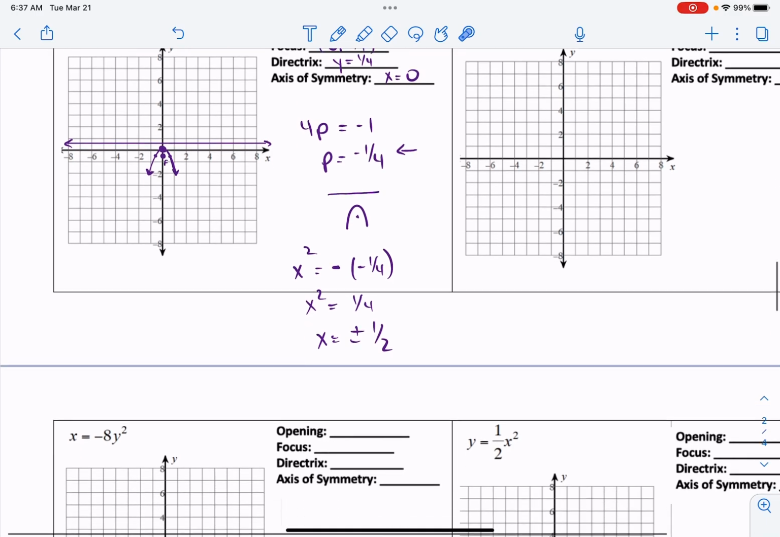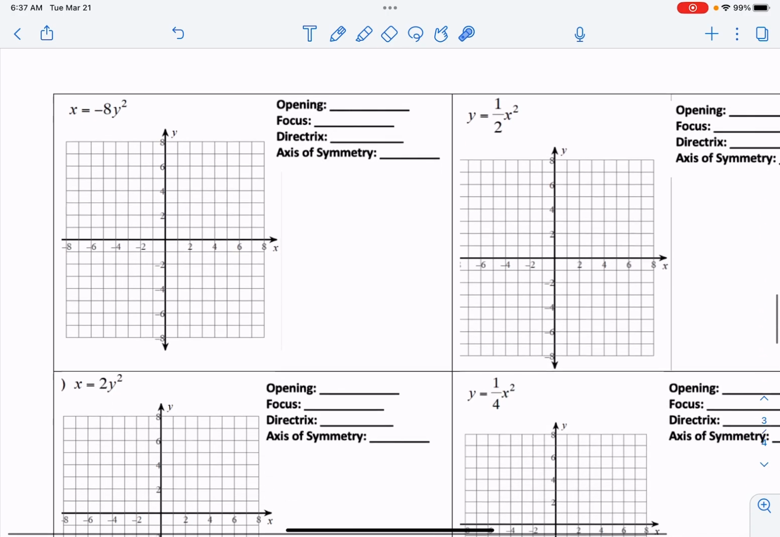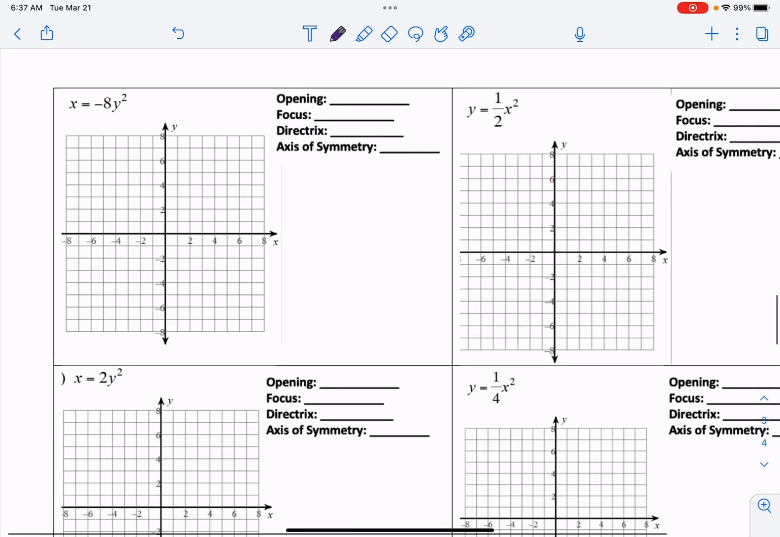Let's do one more here. Let's do the next one. And it says x is equal to negative 8y squared. So the first thing we want to do is we want the y squared to be by itself, because we always want the quadratic term to be by itself. So we're going to divide here. So we get negative 1/8 x.